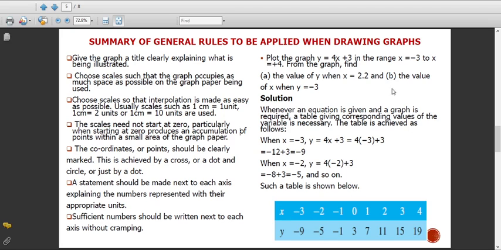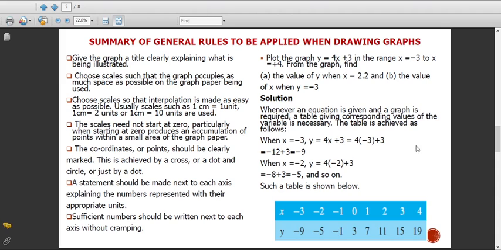The next value in the range of x's is -1. When x is -1, what is y? We come to our equation again and replace x with -1. So -1 times 4 gives us -4. -4 plus 3 will give us -1. That's why we have -1 here.